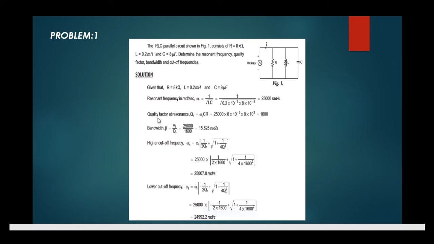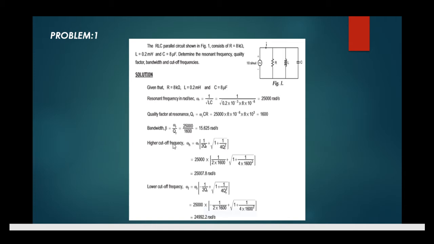Next, we are going to find quality factor at resonance. So QR, we know the formula as omega R into C into R. So if you substitute all the values here, you get the quality factor at resonance as 1600. Next, bandwidth. We know the beta relation as omega R by QR. So if you substitute the values there, you get the answer of beta as 15.625 radians per second.